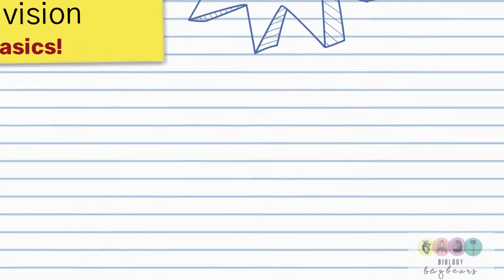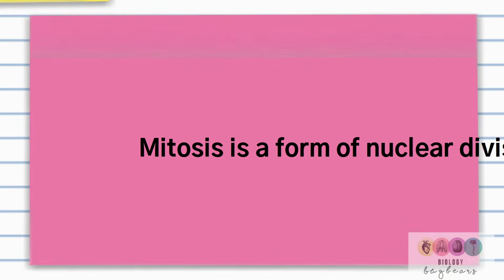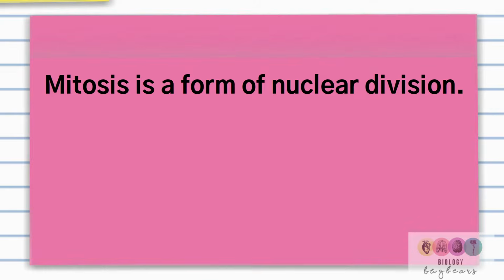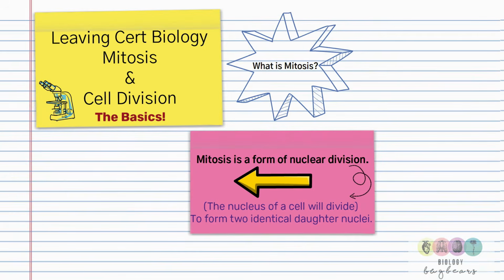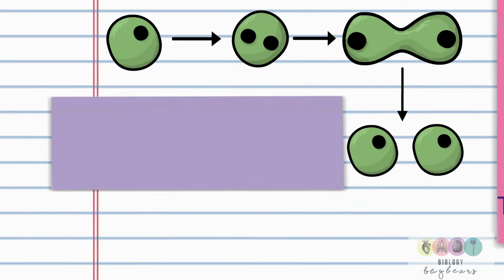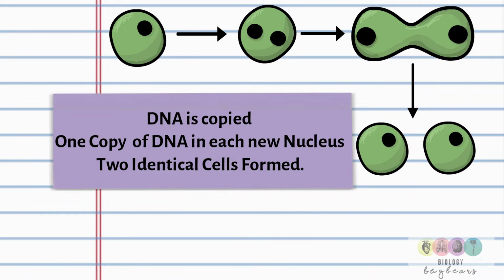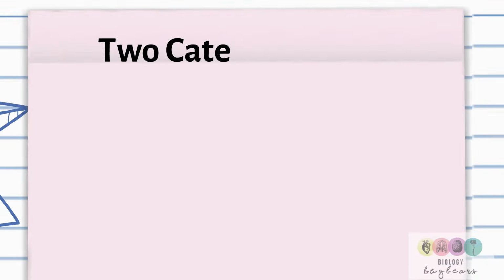Well, mitosis is a form of nuclear division, which basically means that a nucleus is going to divide to form two identical daughter nuclei, just like in this diagram. The DNA is copied, and a copy of that DNA goes into each new nucleus, which eventually will form two identical separate cells.